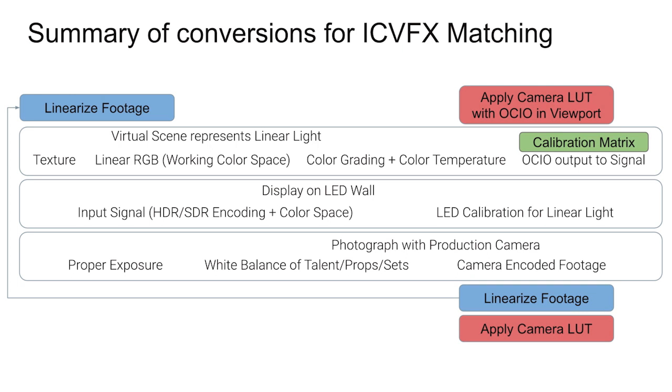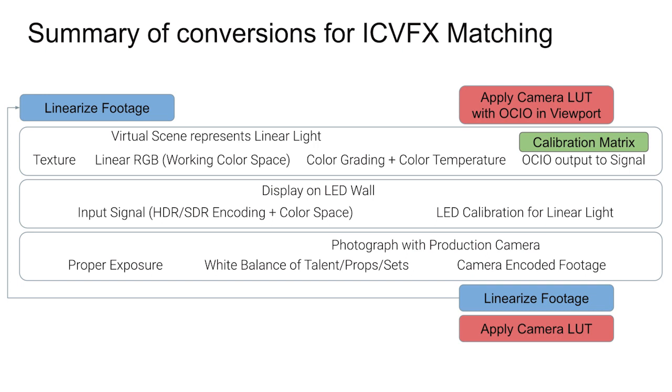The virtual scene itself represents linear light, and there's rendering and a whole bunch of things going on inside of the renderer itself. And at the end, there's the display on the LED wall, and there's adjustments that can be made there. You want to handle whether or not you're in one color space or the other. And then when you finally photograph with the camera, there's also the fact that you may have white balanced because of other lighting on the set, get your exposure right, and encoding the footage.